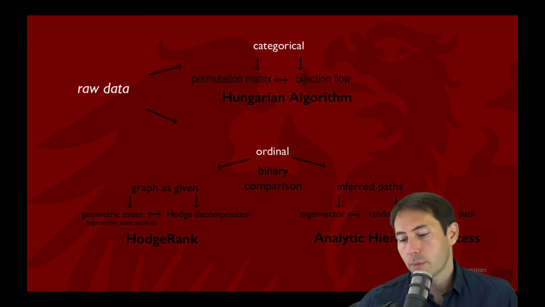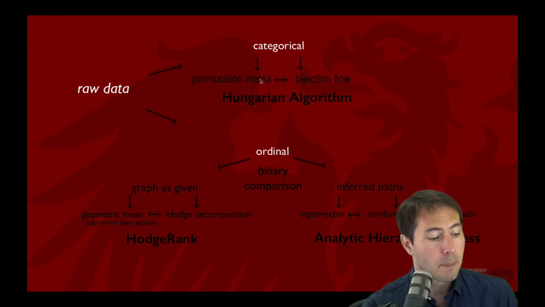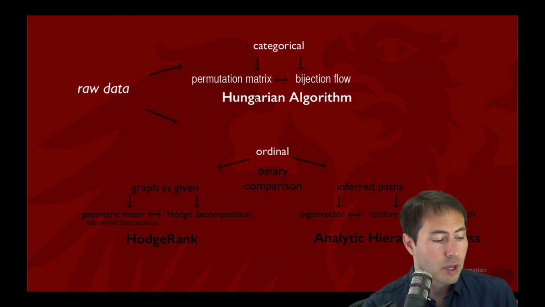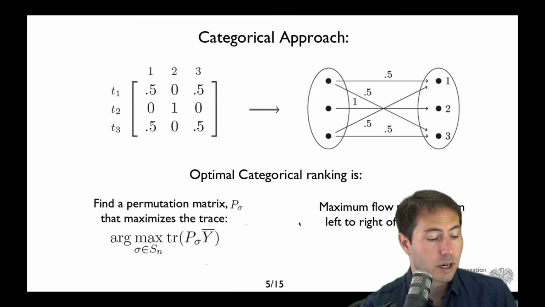So for my master's work, one of the things that was kind of cool was I got a chance to think about this from the top. We'll start first with this categorical approach. Think of it like a probability, which is what I find most people gravitate to the most naturally. And here what we're going to talk about is this permutation matrix, specifically this notion of bijection flow, and using this Hungarian algorithm, which is a fun algorithm because it goes back to old computer science tools. And then we'll have this ordinal approach that will deal with Hodge rank, which was the approach that my advisor really created, and then this analytical hierarchy process.